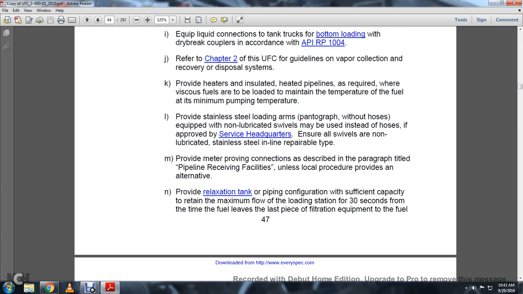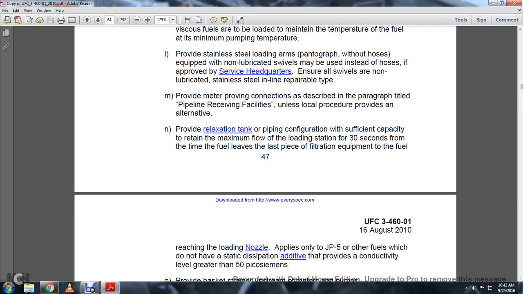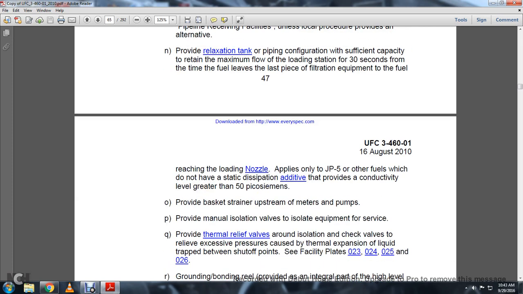L. Provide stainless loading arms or pantographic hose equipped with non-lubricated swivels; alternatively, a hose approved by the service headquarters, ensuring the swivels are non-lubricated stainless steel and of repairable type. And provide a meter proving connection as described in the paragraph titled Pipeline Receiving Facilities, unless local procedures provide an alternative. Provide a relaxation-type piping configuration with sufficient capacity to remain at maximum flow of the loading station over 30 seconds, the time from when the fuel leaves the last piece of filtration equipment to the fuel reaching the loading nozzle. Apply to JP-5 and other fuels that do not have a static dissipation additive, providing a conductivity level greater than 50 picosiemens.